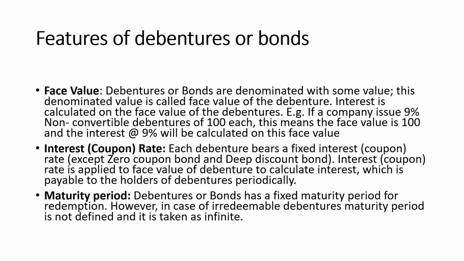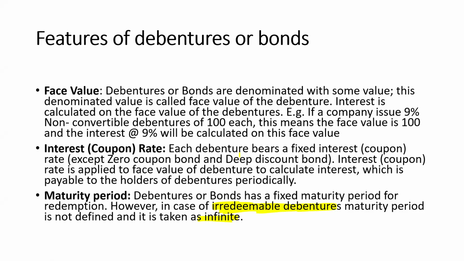They can be irredeemable debt, irredeemable debentures, irredeemable bonds, which means they never mature. For them, the maturity period is not defined. It can be taken as infinite, but their occurrence is very rare. Normally, you will not find perpetual bonds or irredeemable bonds in the market. Coupon or interest is basically what I have told already, and the same thing is written here.